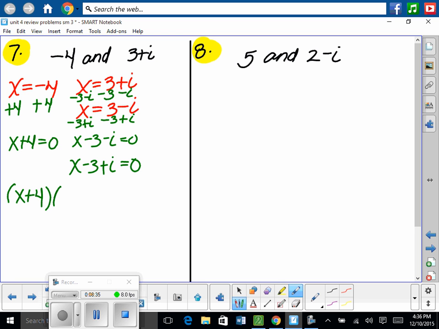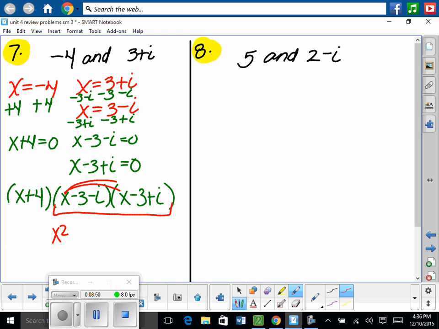Now make sure that when you are multiplying these things, you always multiply the conjugates together first, because a lot's going to cancel out and make your life easier. So I'm just going to multiply these 2 things together first. Very carefully though. x times x is x squared. x times -3 is -3x. x times i is ix.